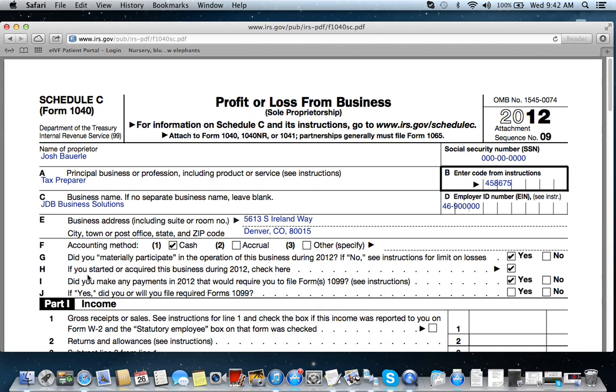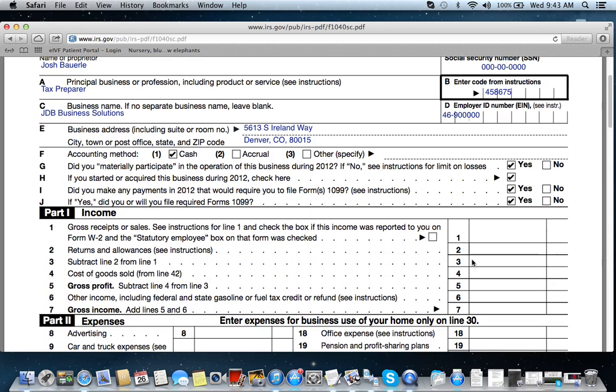If you click yes, you've got to go down to J, and they say, if yes, did you or will you file required forms 1099? You better click yes here. If you're admitting that you needed to file 1099s and then you're saying that you're not going to file them, you're going to have some issues. So if you clicked yes above, you better click yes there.